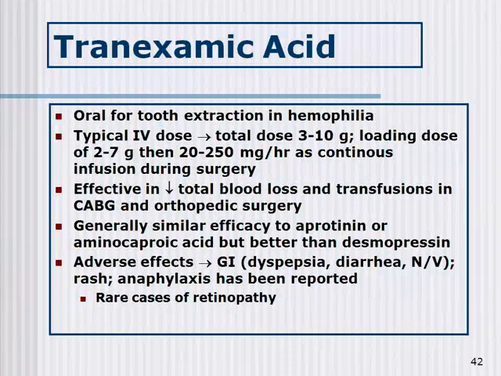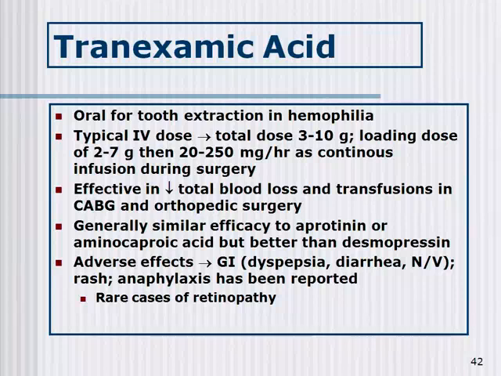So slide 42, what we're left with are tranexamic acid, which originally was approved for administration in patients that had tooth extraction, had hemophilia. The IV dose that's used for surgery is initially a 3 to 10 gram loading dose IV, and that's for the oral tooth extraction and hemophilia. But for patients that are going to go on and have surgery, it's 2 to 7 grams, and then 20 to 250 milligrams an hour as a continuous infusion.